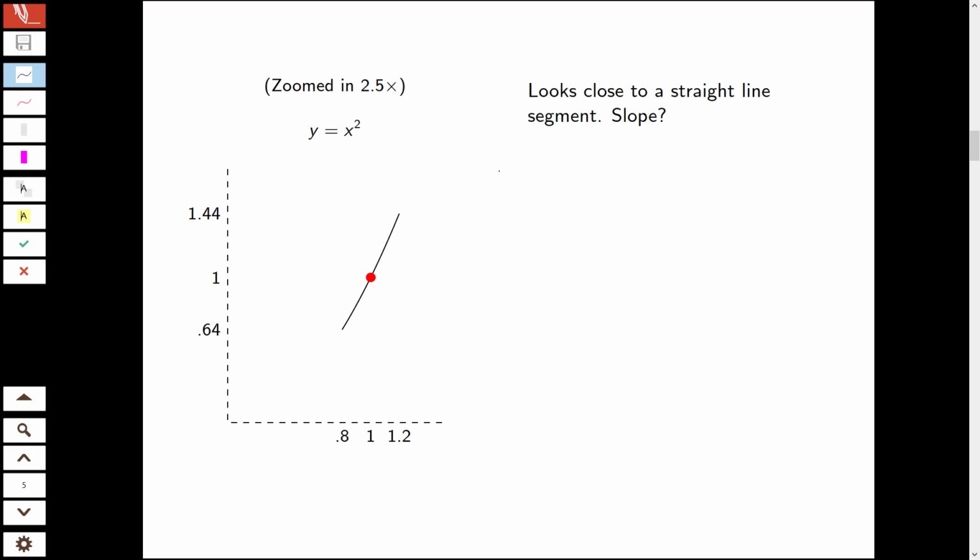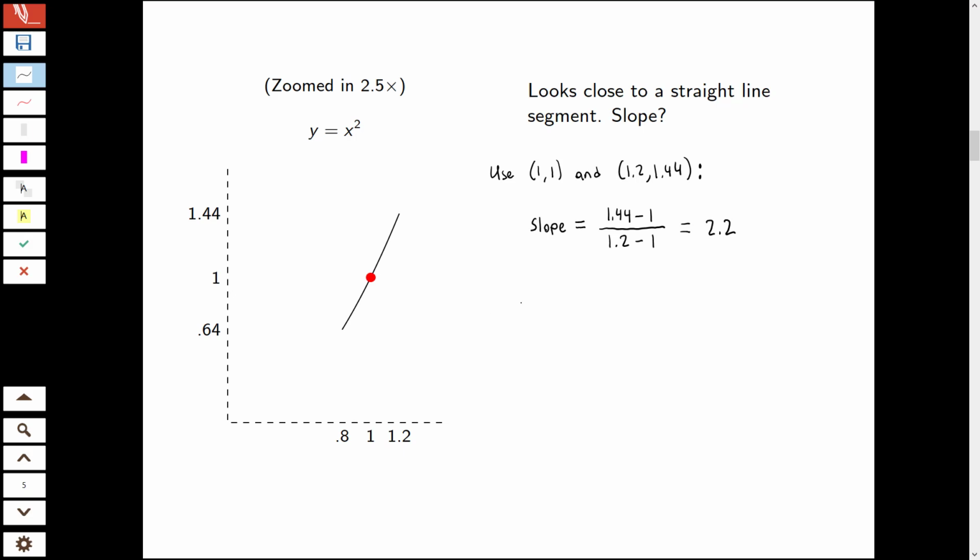If I use the points 1, 1, and let's use the other point 1.2, 1.44. Remember that to get the slope, the formula is the change in y. So I'm going to do 1.44 minus 1 over the change in x. So I'm going to do 1.2 minus 1. And using a calculator, we can find that this would be equal to 2.2.